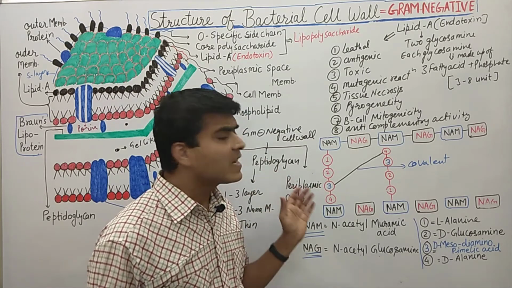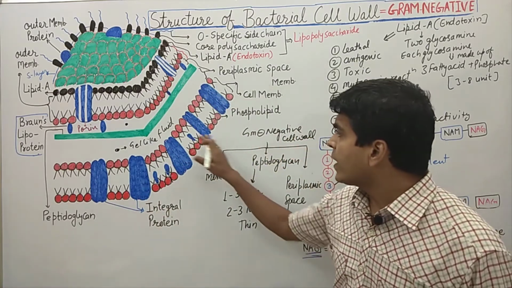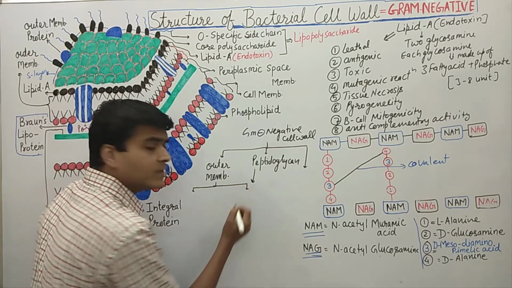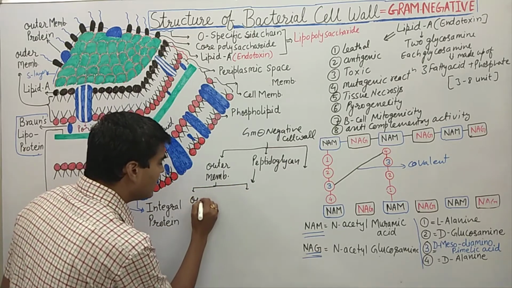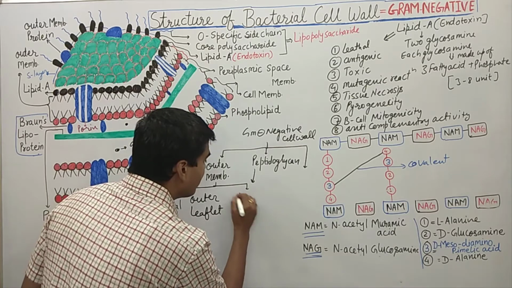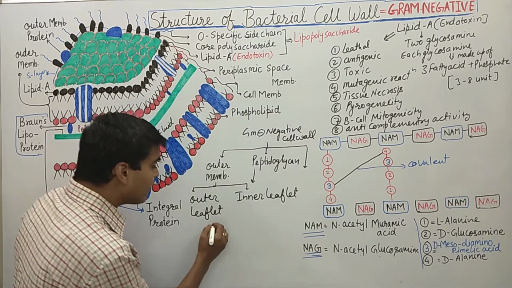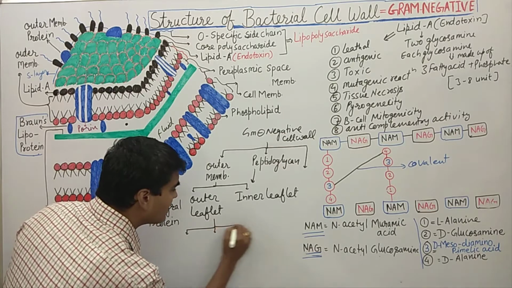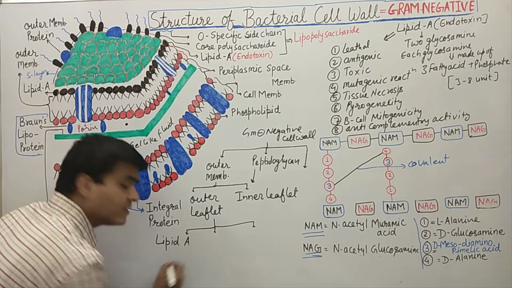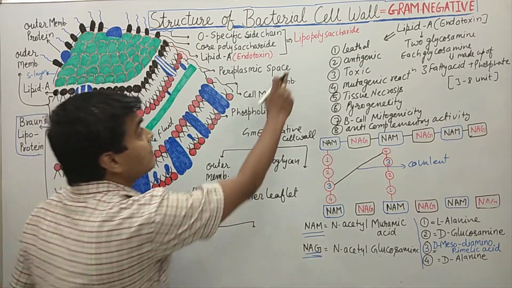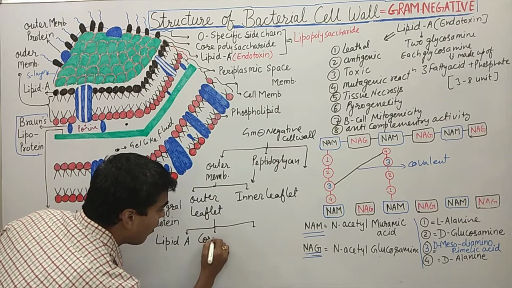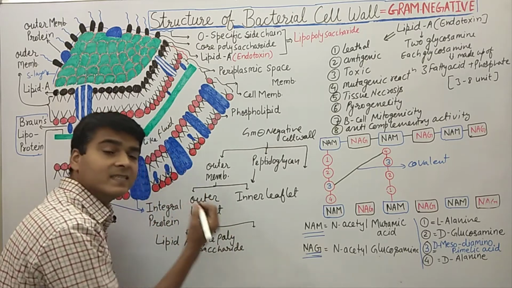Now I am discussing the structure of the outer membrane. Just look at the structure of the outer membrane. Here in the outer membrane we find two parts. The first one is the outer leaflet, and the second one is the inner leaflet. The outer leaflet is made up of 3 portions. What are these 3 portions? The first one is lipid A, which is also known as an endotoxin. The second one is core polysaccharide. And the third one is O antigen.